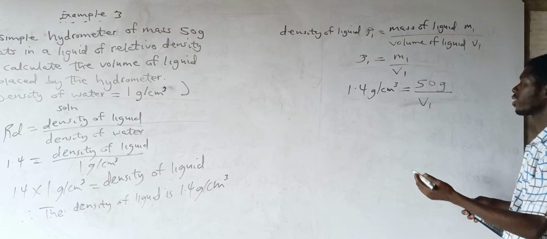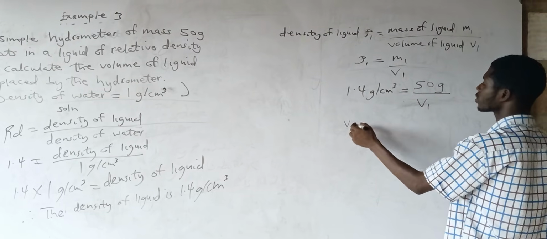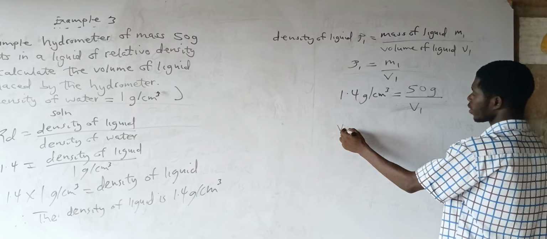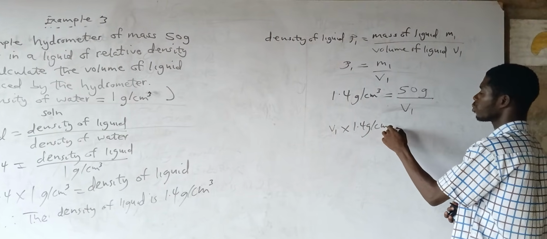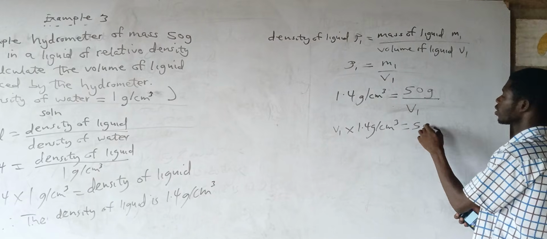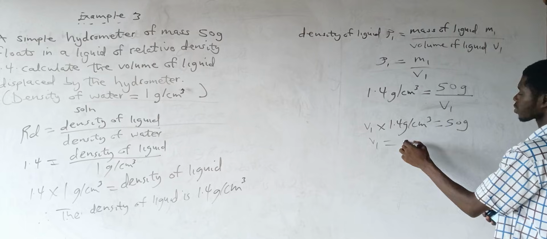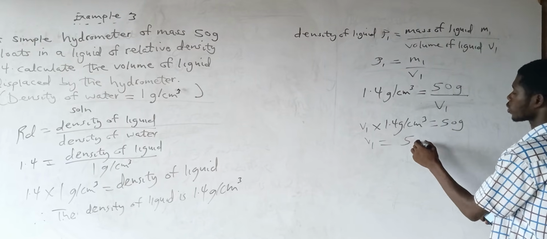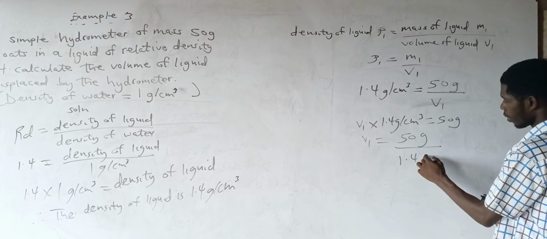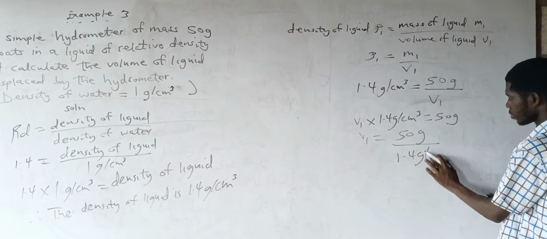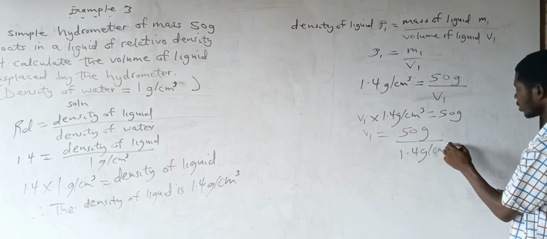So for you to get this one, what do you do? You cross multiply. You get 1.4 gram per centimeter cube equal to 50 grams over the volume. Then we divide both sides, so you get 50 grams over 1.4 gram per centimeter cube.